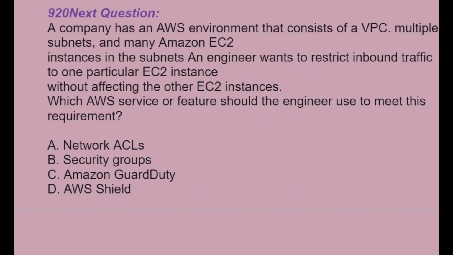Question is, a company has an AWS environment that consists of a VPC, multiple subnets, and many Amazon EC2 instances in the subnets. An engineer wants to restrict inbound traffic to one particular EC2 instance without affecting the other EC2 instances. Which AWS service or feature should the engineer use to meet these requirements? Option A. Network ACLs. Option B. Security groups. Option C. Amazon GuardDuty. Option D. AWS Shield. Correct answer is option A.